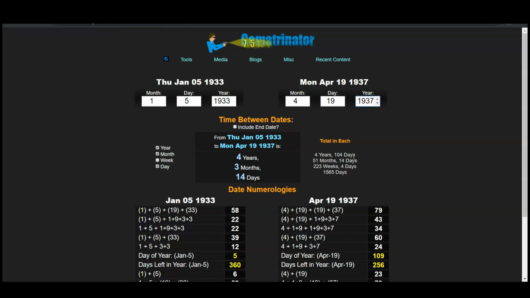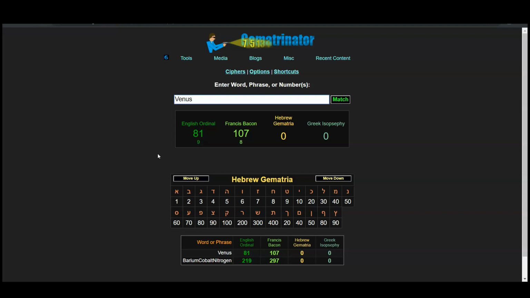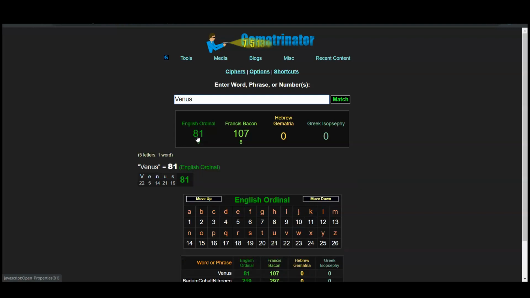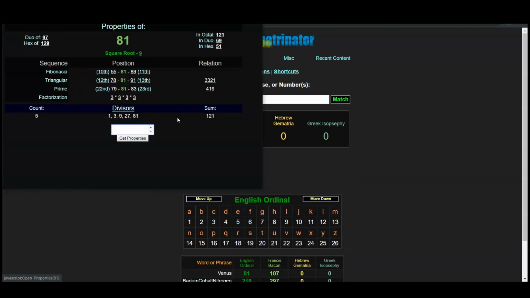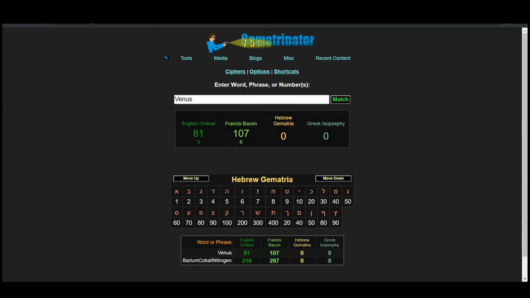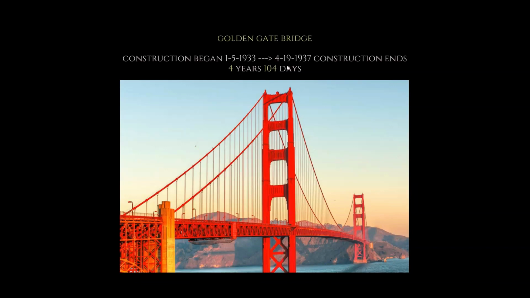are 4 years, 104 days. And remember, Venus is 81 in Gematria, and the 81st prime is 419. So that's why the construction ended on 419. Just another reference to Venus.